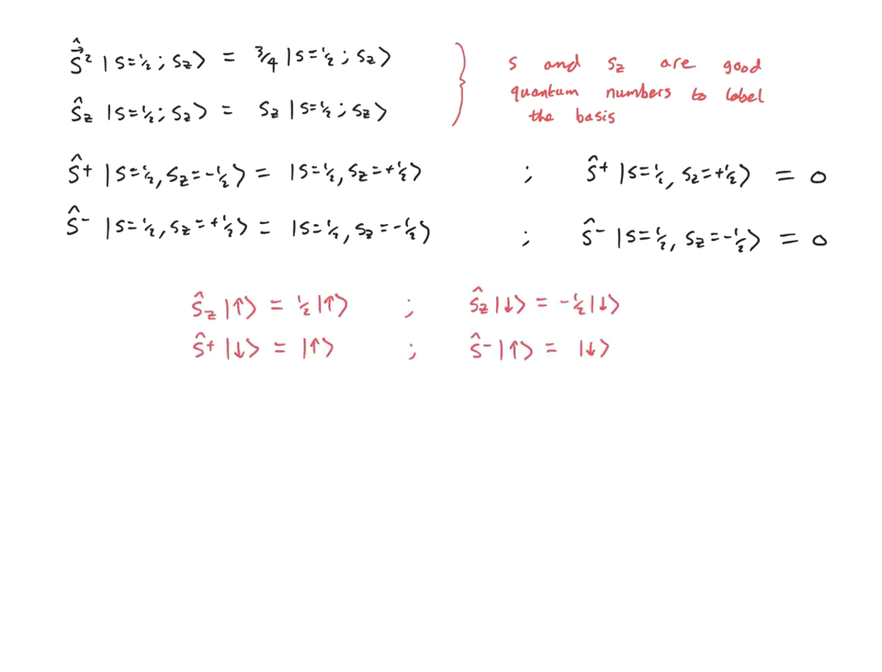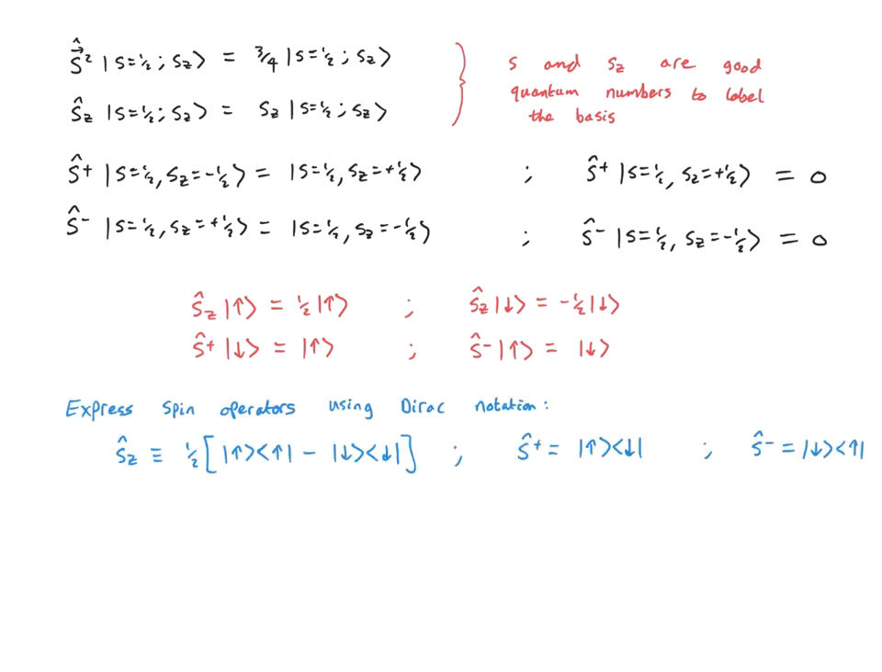In terms of our up and down spins, we can summarize this in this nice simple way. Sz acting on up gives us a half of up, Sz acting on down gives us minus a half of down, S plus acting on the down spin gives the up spin, and S minus acting on the up spin gives the down spin. In fact, we can actually express our spin operators in terms of so-called projectors using the Dirac bracket notation. We can write the Sz operator as a half of this projector onto the up state minus this projector onto the down state. The S plus operator takes us from a down to an up, while the S minus operator takes us from an up to a down.